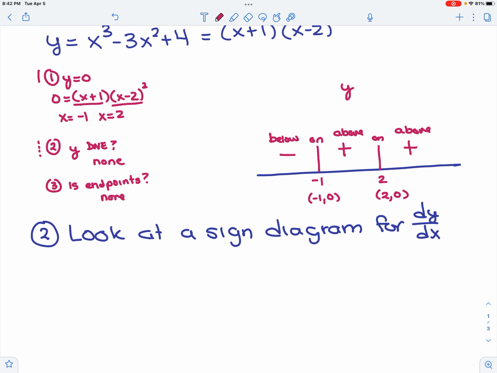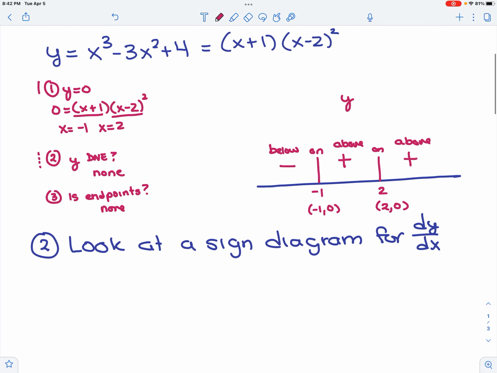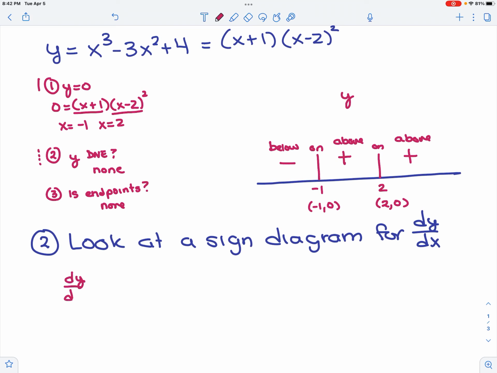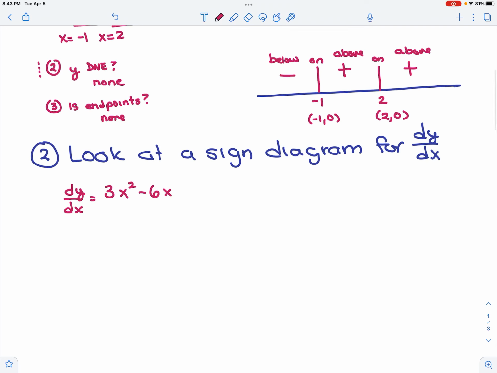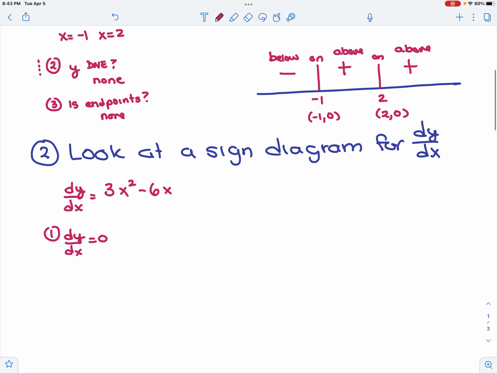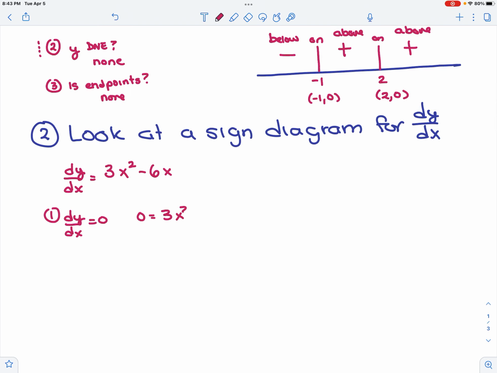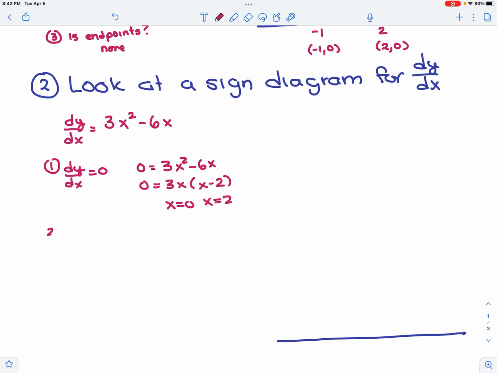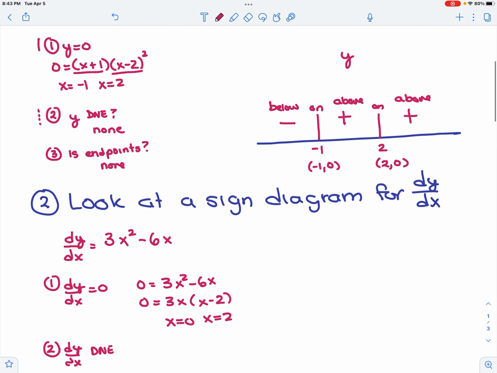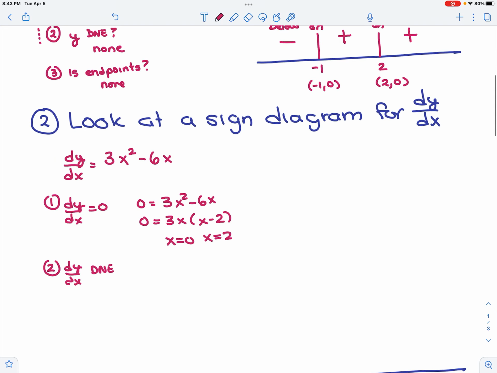Now let's get to the calculus part. We're going to look at a sign diagram for dy/dx. The first thing I'm going to do is find the derivative of my function, which is 3x squared minus 6x. Then I'm going to do the same thing and look for the critical values, so where this is equal to 0. I get 0 equals 3x squared minus 6x, and I'll just factor that, and then I get x equals 0 and x equals 2. Then I look for where the derivative does not exist. This would be the same place as where the function doesn't exist, which in our case was none. And there are still no endpoints.